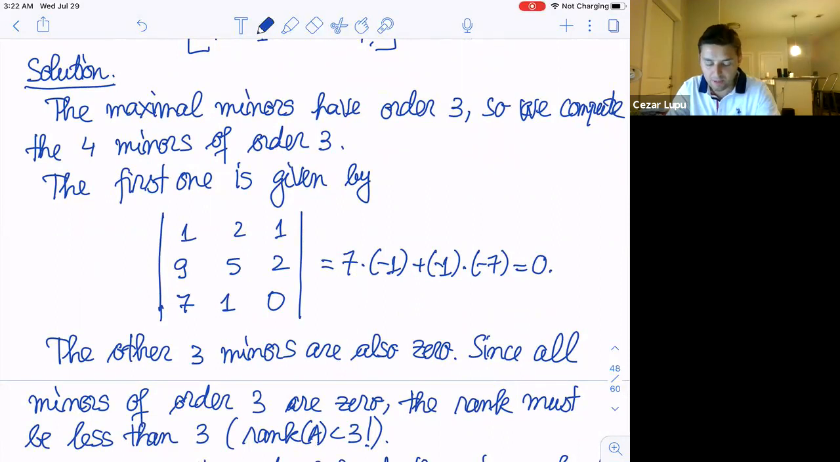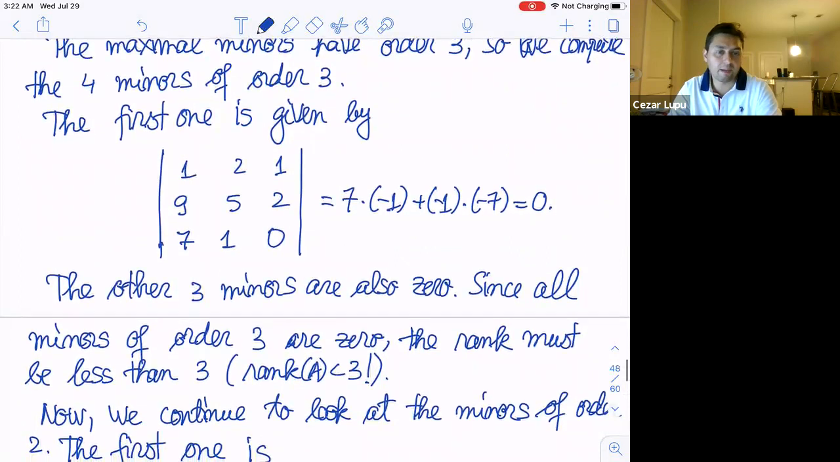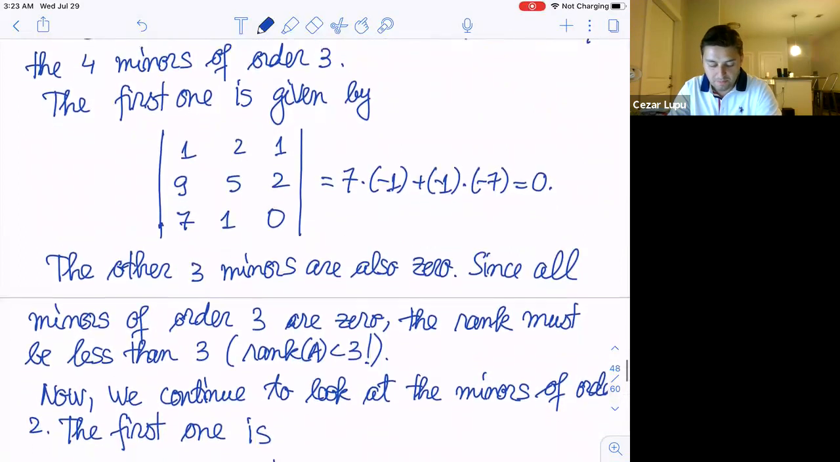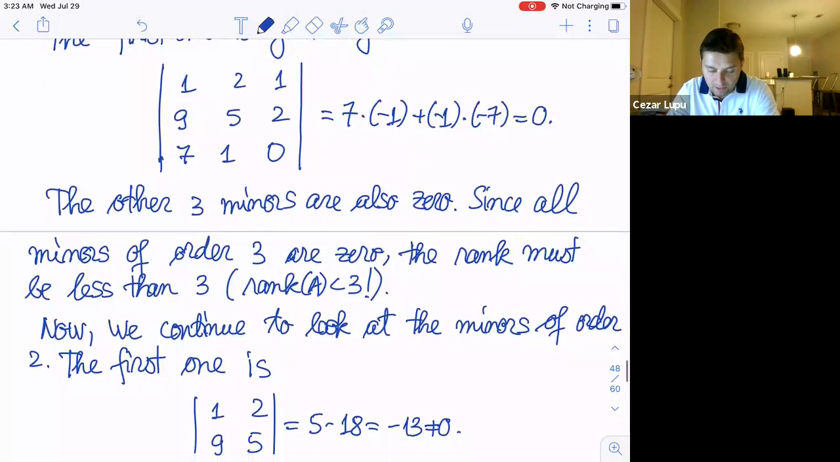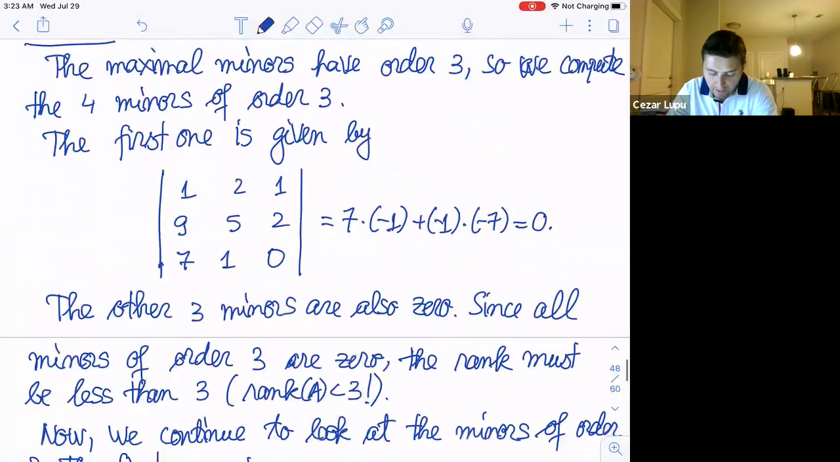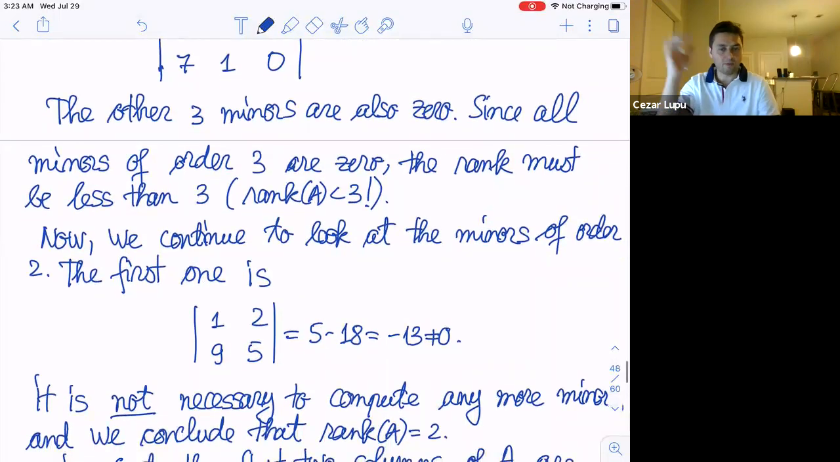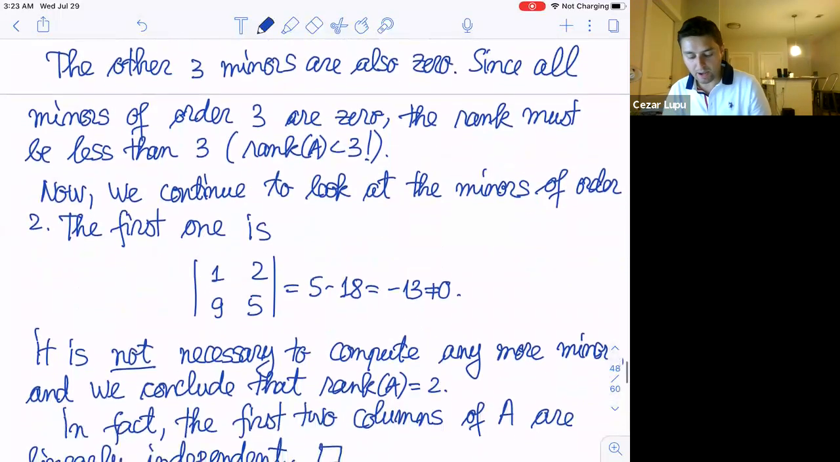So I have to go down a bit. I have only 2 options right now, 1 or 2. Now let's check the minors of order 2. The first one, if we go back, is 1, 2, 9, 5. The determinant of this minor will be negative 13, which is non-zero, and I stop here and that's it. It's not necessary for me to compute any other minor, so I can conclude directly that the rank of A is 2.